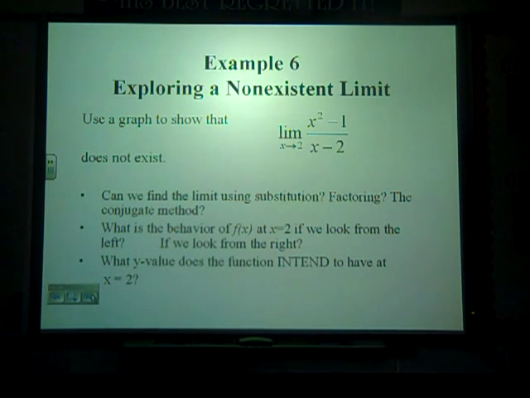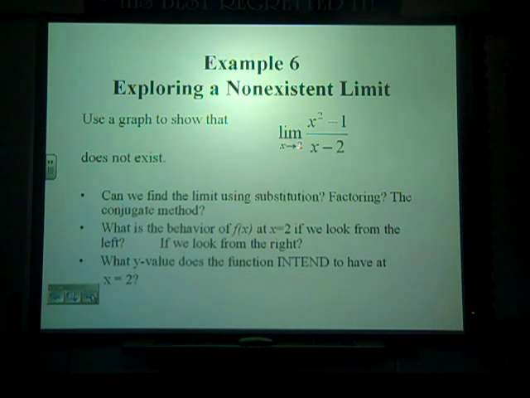Example 6. Does a limit always exist? Does the function always know what it's going to do? Heavens no. I don't always know what I'm going to do. I don't think you do either. I've seen you guys in the halls. So, exploring a non-existent limit. What happens when the function doesn't know?